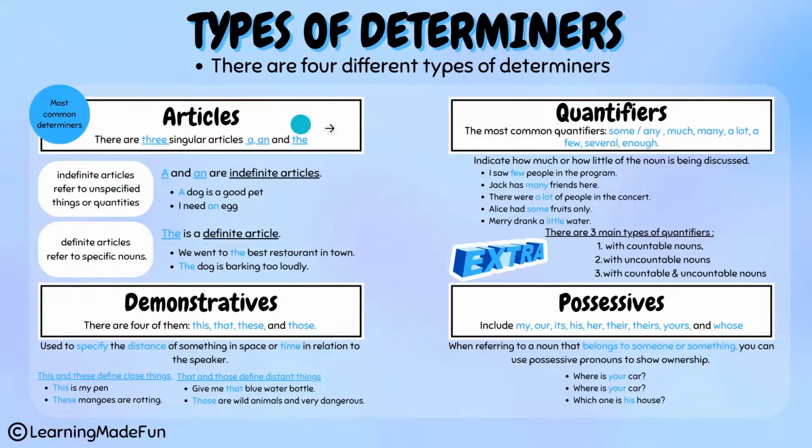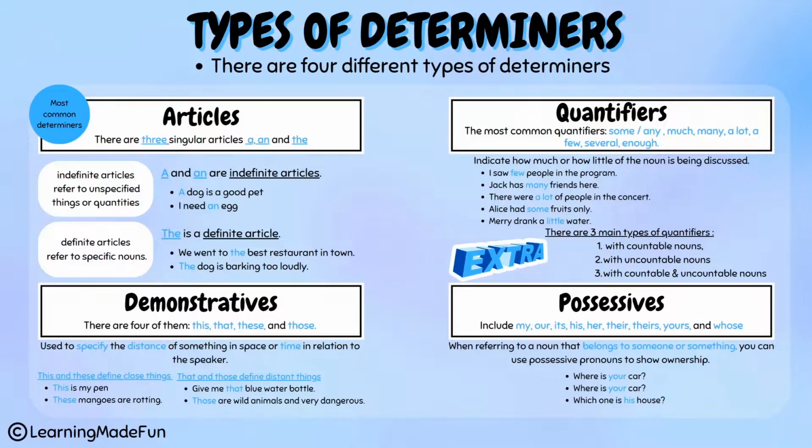The first type is articles. Now, articles are the most common determiners. And there are three singular articles: a, an, and the. So these are the three main types of articles.